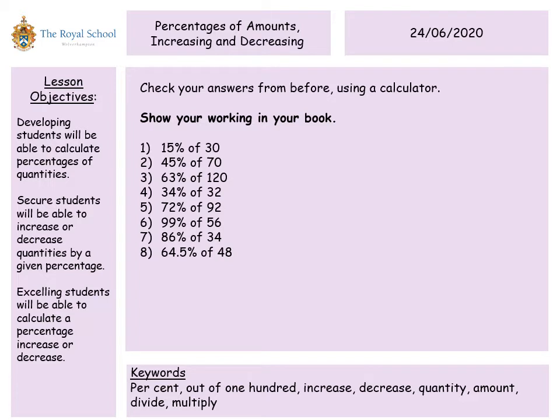So number 1, we should have been doing 0.15 times 30. Number 2, 0.45 times 70. Number 3, 0.63 times 120. Number 4, 0.34 times 32, and so on, leading to question 8. So that'd be 0.645 times 48. You're obviously not going to have 2 decimal points, you can't have that in a number. So just convert it into its decimal first and multiply by it.